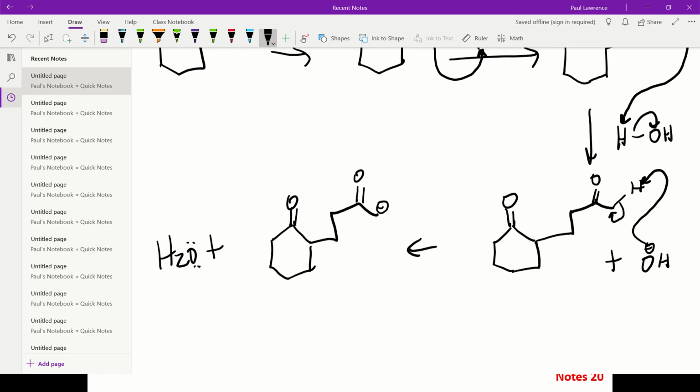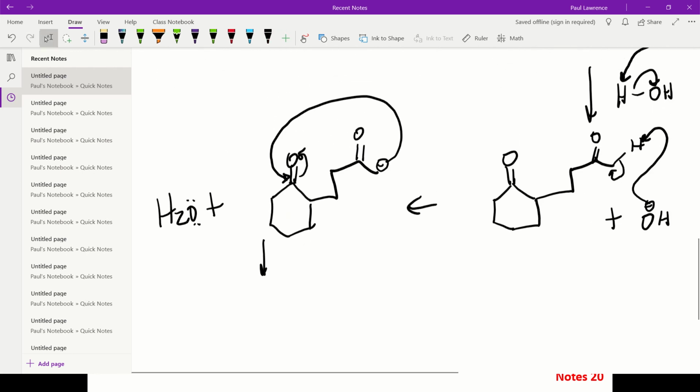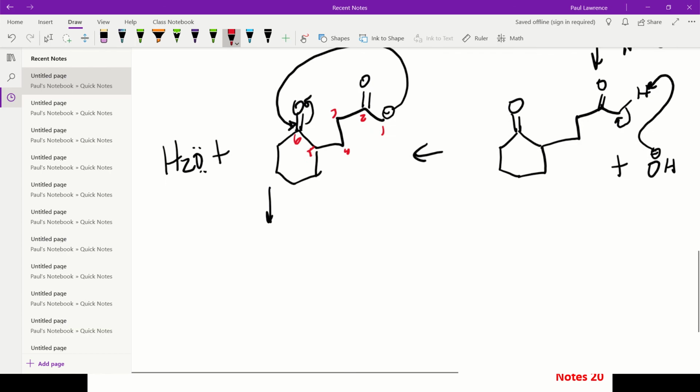So now we have an enolate. We have a carbonyl compound right here. So we can do an intramolecular aldol. Attack like so. And now what is going to happen there? What size of ring do we have? Well, we count: 1, 2, 3, 4, 5, 6. That's going to form a 6-membered ring.